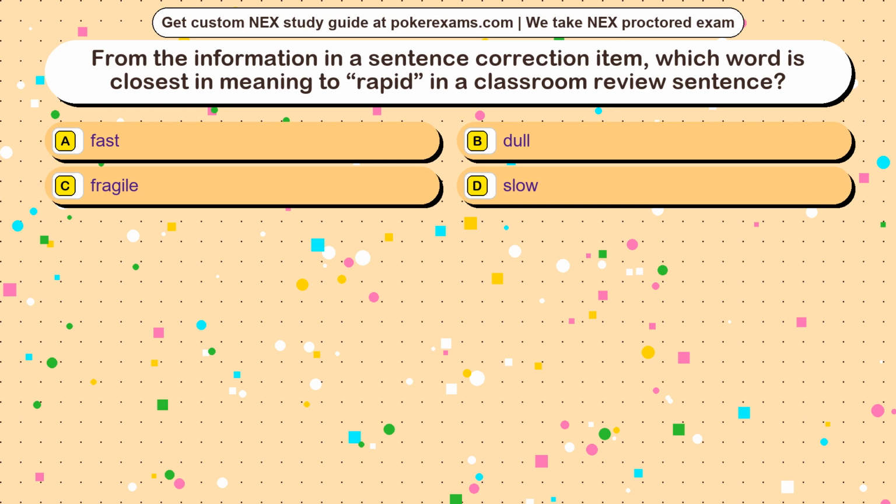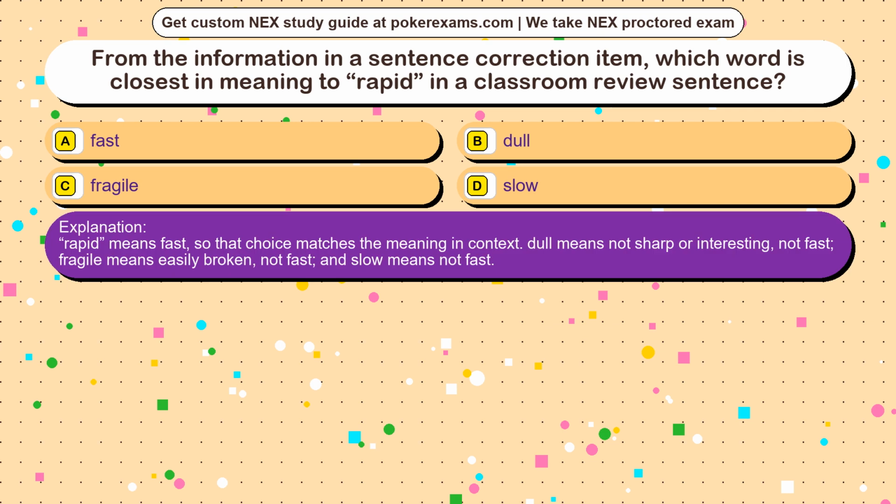The correct answer is option. Rapid means fast, so that choice matches the meaning in context. Dull means not sharp or interesting, not fast. Fragile means easily broken, not fast. And slow means not fast.